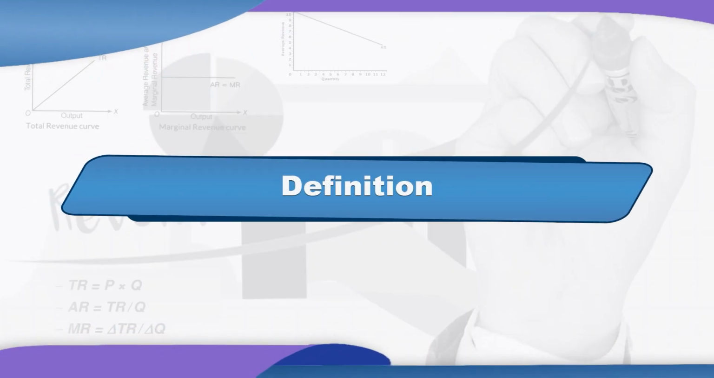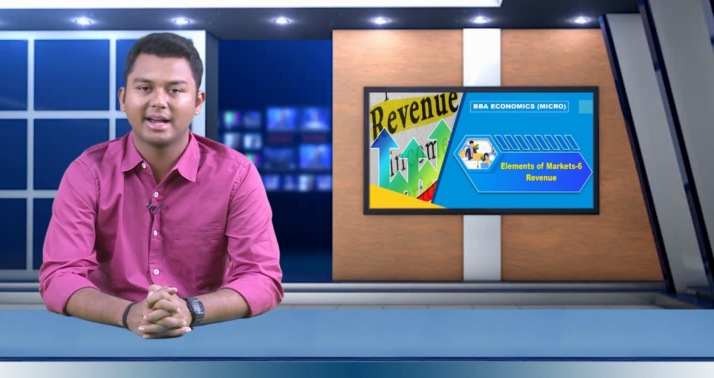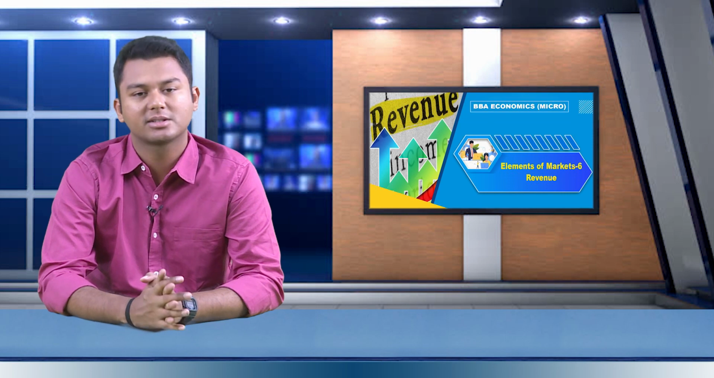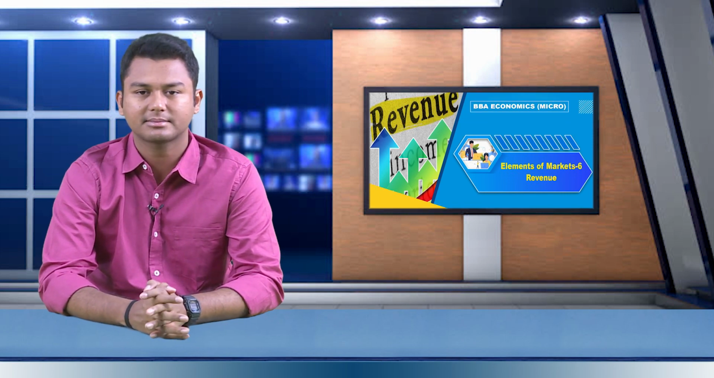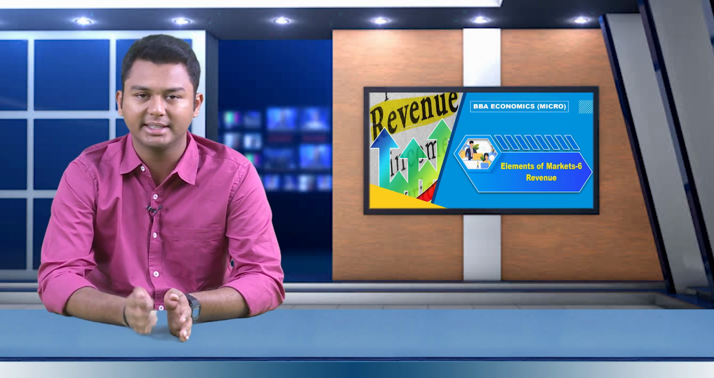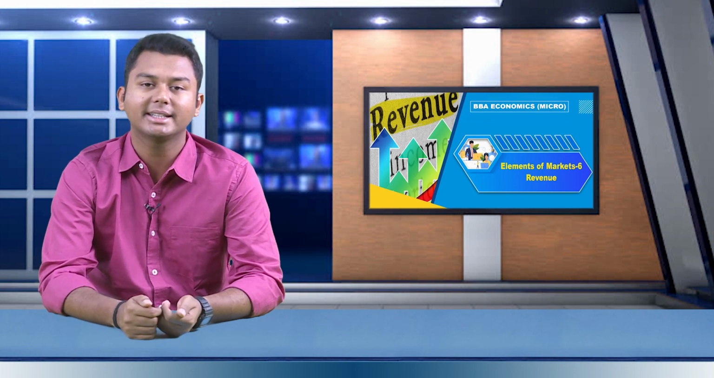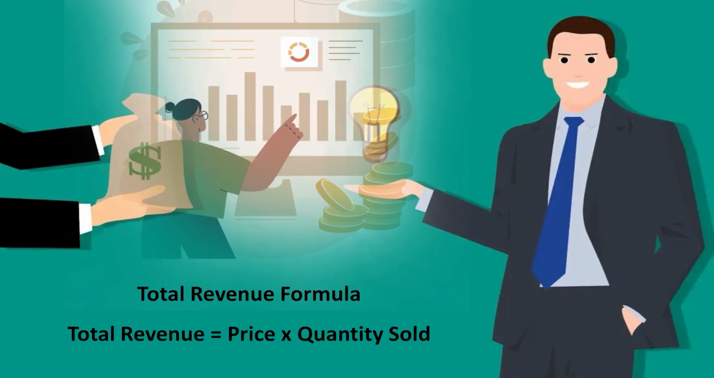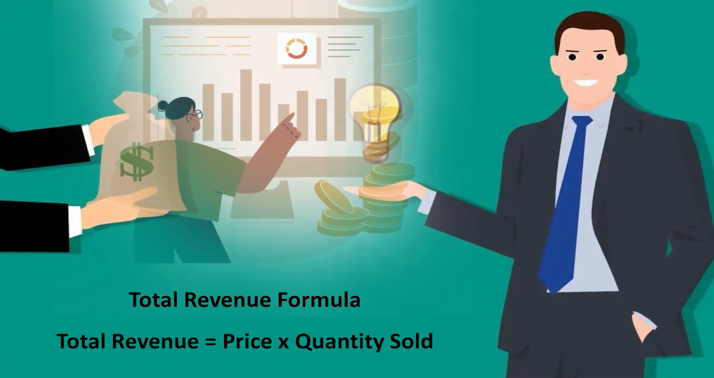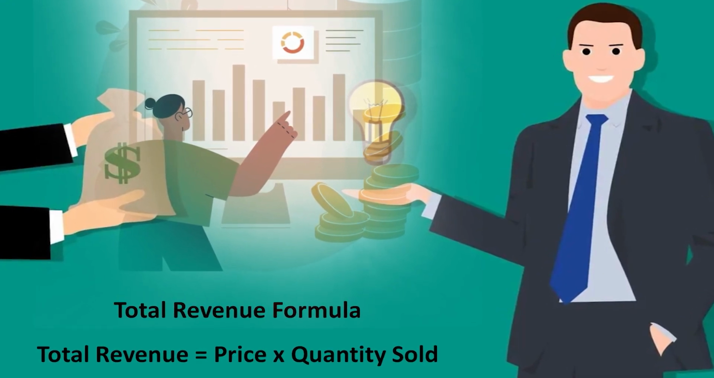First, if we look at the definition, then total revenue is the total income generated by a firm from the sale of its goods or services. It is calculated by multiplying the price per unit, denoted by P, of the good or service by the total quantity sold, denoted by Q. So, as you can see, the formula is TR, that is total revenue, is equal to price P multiplied by Q, quantity.